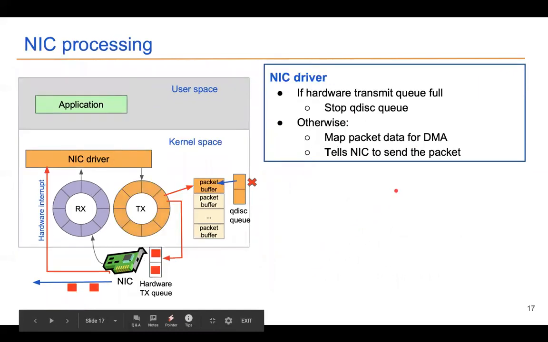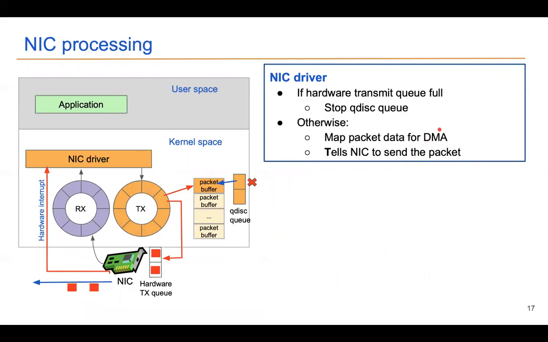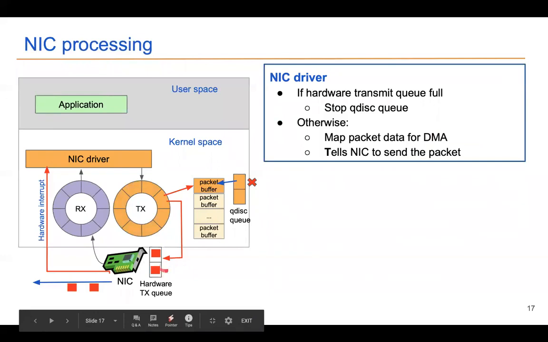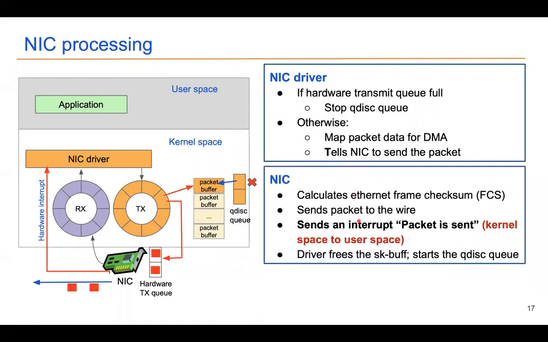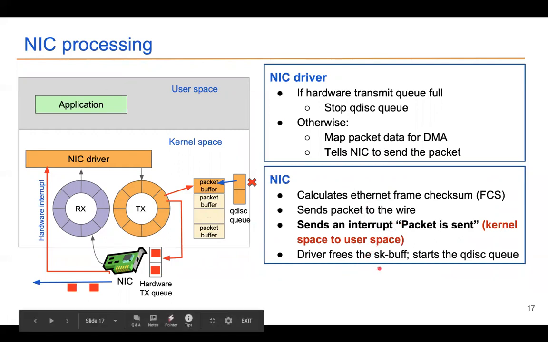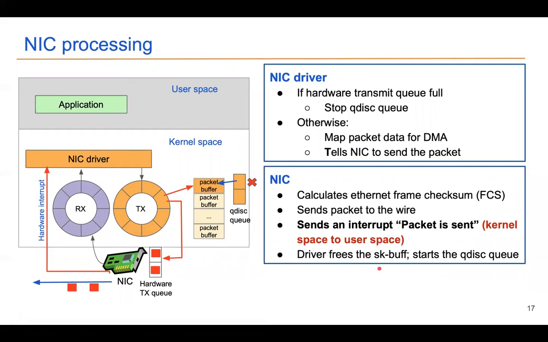The NIC driver stops queue disk if the hardware transmit queue is full. Otherwise, it invokes DMA to copy the packet from the packet buffers to the hardware transmit queue and tells the NIC to send the packet. NIC calculates and appends the Ethernet checksum and sends the packet on the wire, after which it sends an interrupt declaring that the packet is sent. The driver then frees the skbuf structure and resumes the queue disk queue.